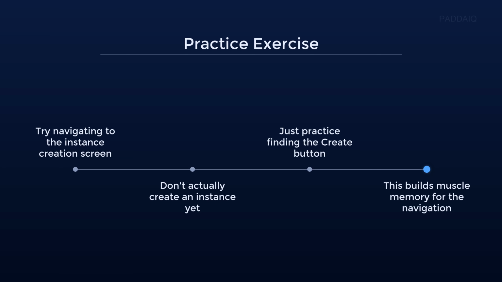This builds muscle memory for the navigation. This means that by repeating the steps, your brain and hands will learn the menu paths automatically, like riding a bike. For example, regularly deploying an app in the BTP cockpit teaches you to find services without thinking. Soon, you will navigate the platform quickly and confidently.